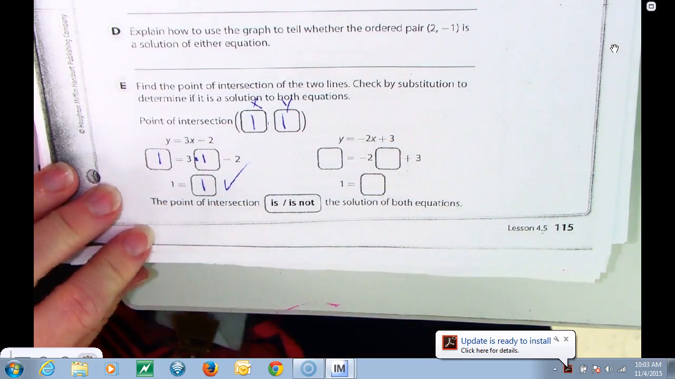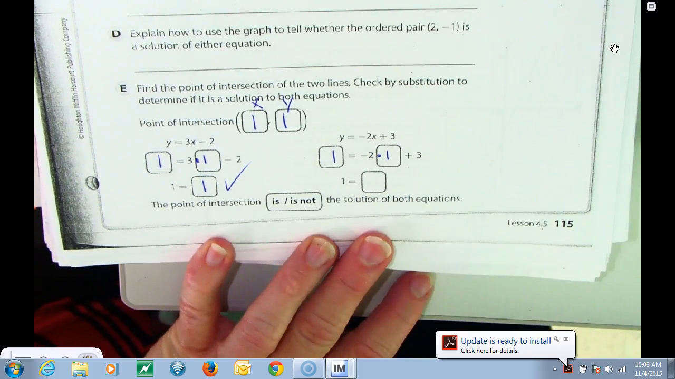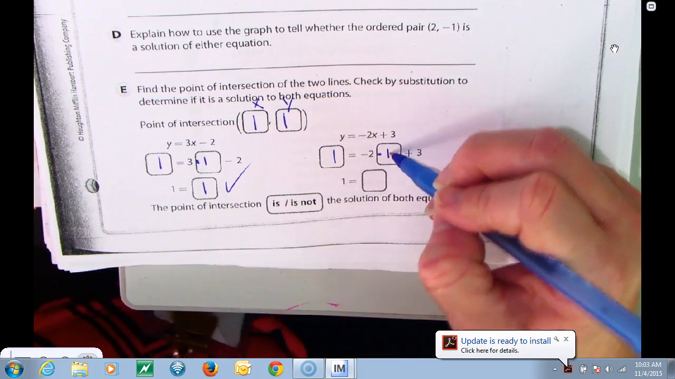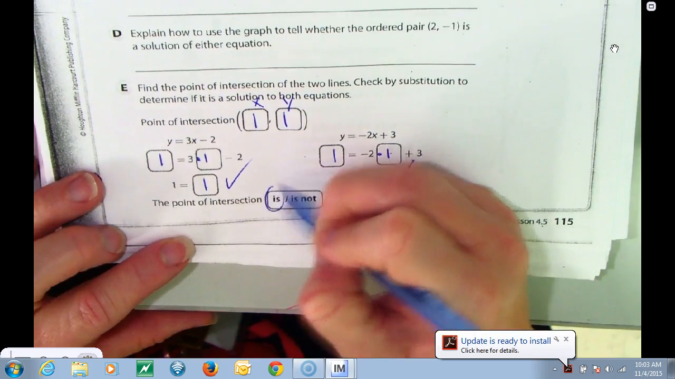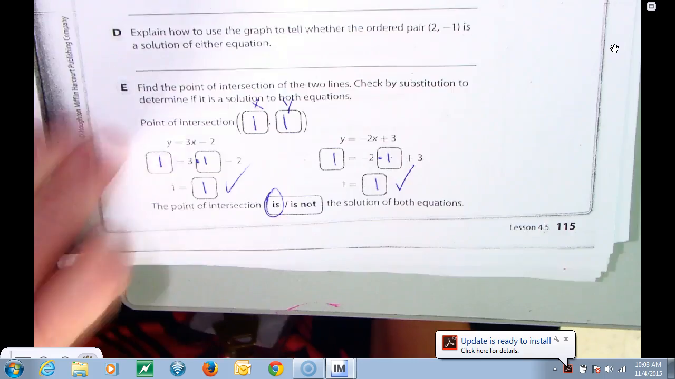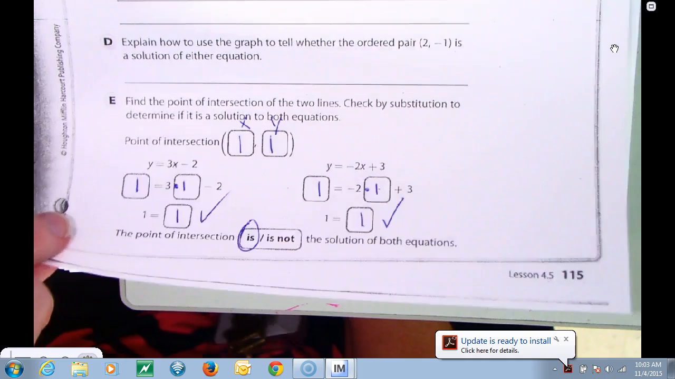True. Now I'm going to put 1 in for Y, 1 in for X. What's -2 times 1? -2 plus 3? 1. Check. So that point of intersection is a solution for both. I told you.